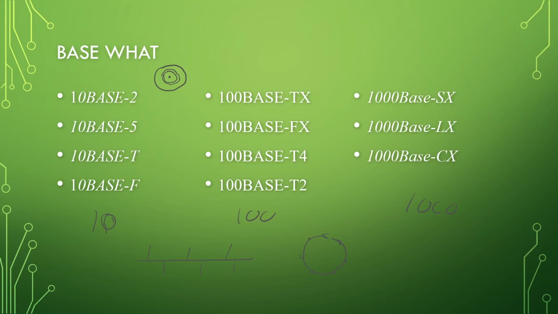We get to the 100 base X, or the 1000 base. Again, this is gigabit. SX is your short wavelength fiber version. LX is your long wavelength fiber version. And CX is a short copper cable based on the fiber channel standard.